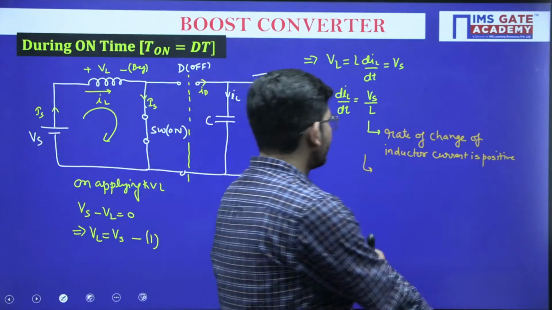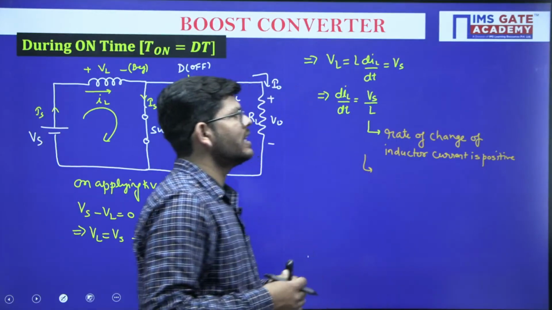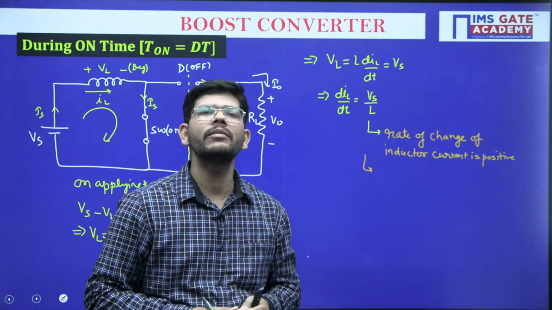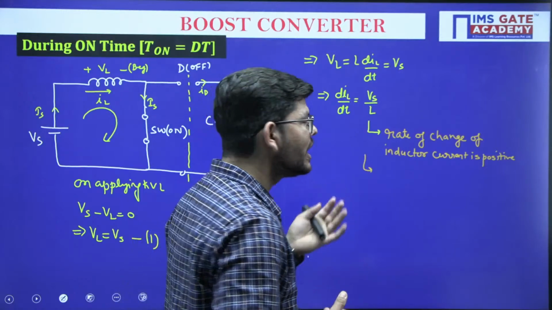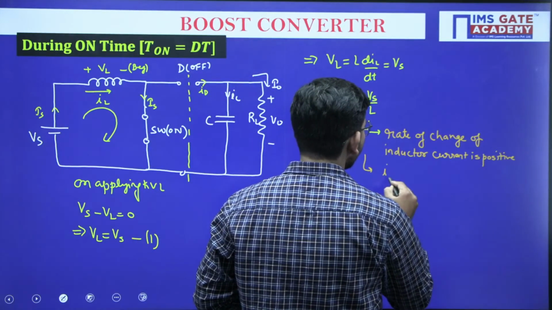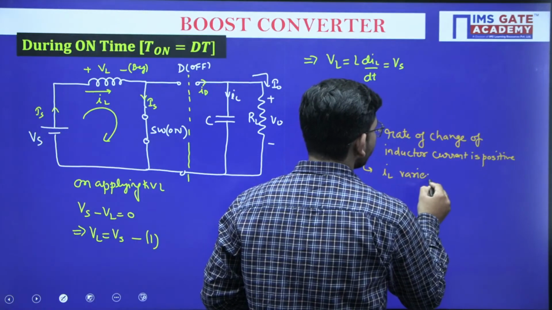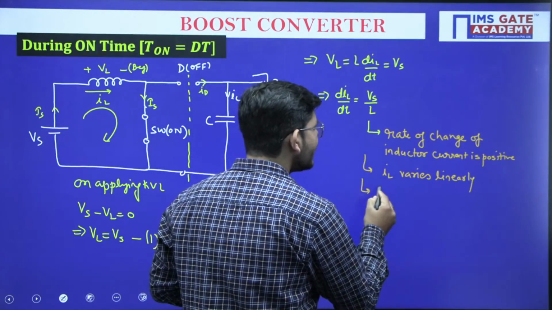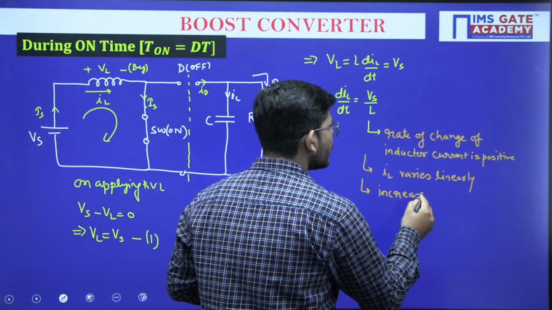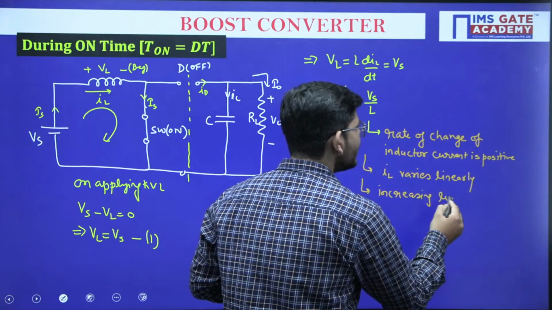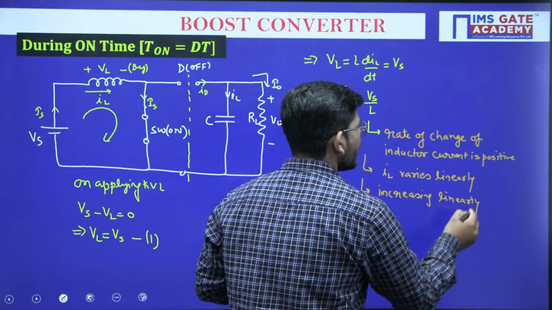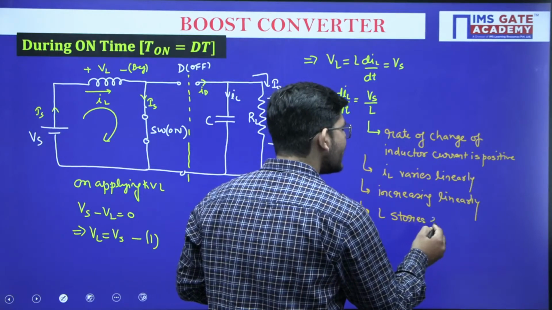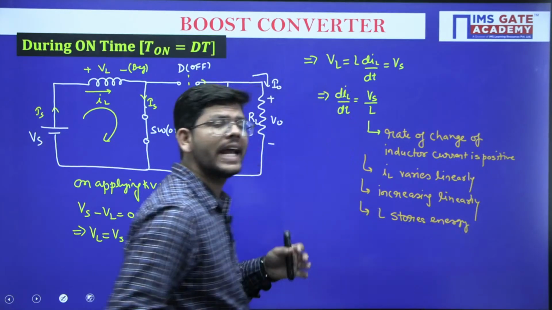So rate of change of inductor current is positive. That means the inductor current, dIL by dt, indicates the slope as well, so IL varies linearly. And this rate is positive, so it is increasing linearly. If the inductor current is increasing, that also ensures that L stores energy during that time.